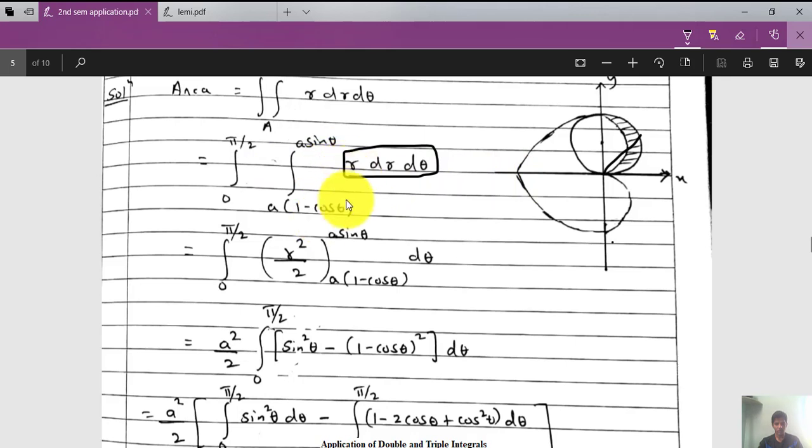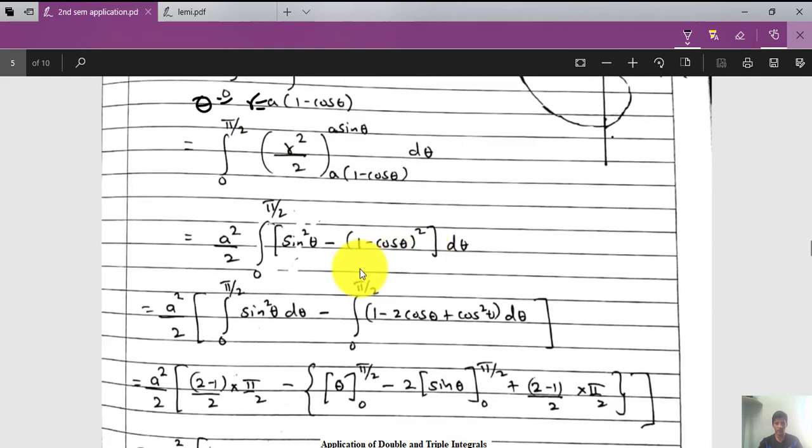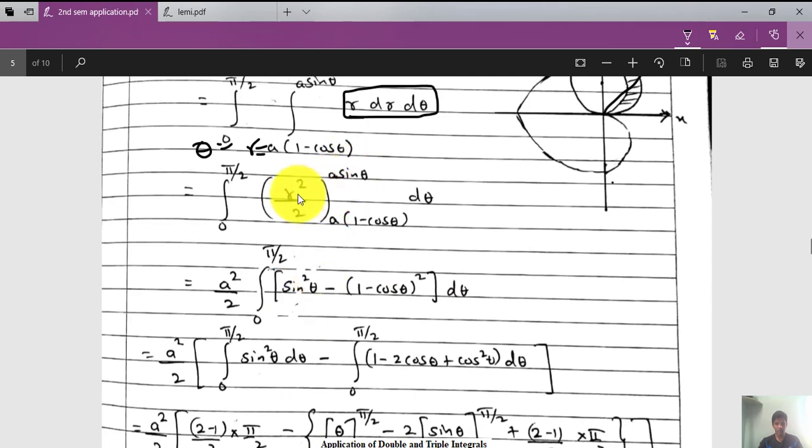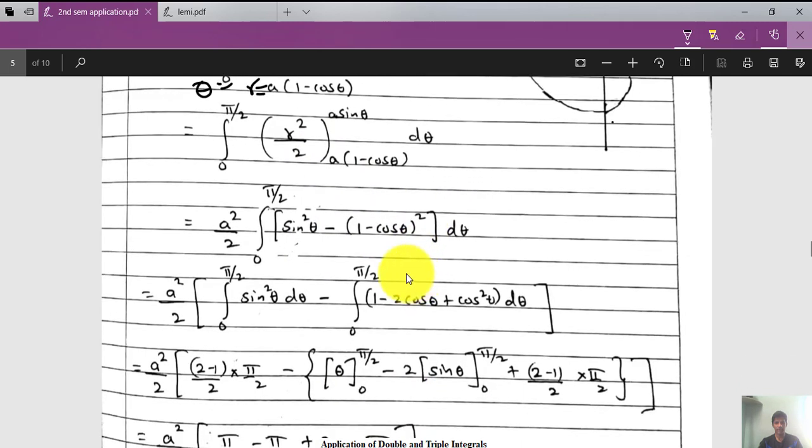Therefore on evaluating, this will be r is equal to, and theta is equal to, right? So it is r square divided by 2 over the interval, that is a sin theta and a(1 minus cos theta) d theta. Therefore this turns out to be 1 by 2, a square I will take outside, sin square theta minus (1 minus cos theta) the whole square.